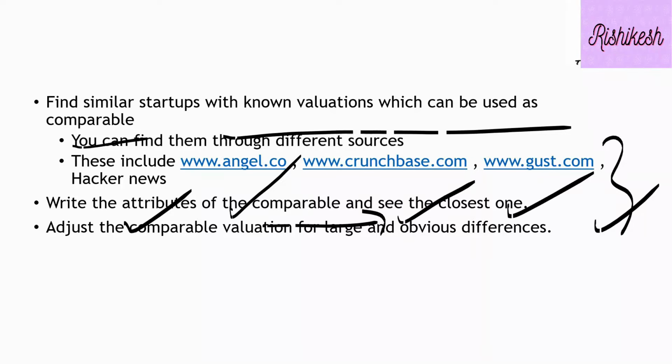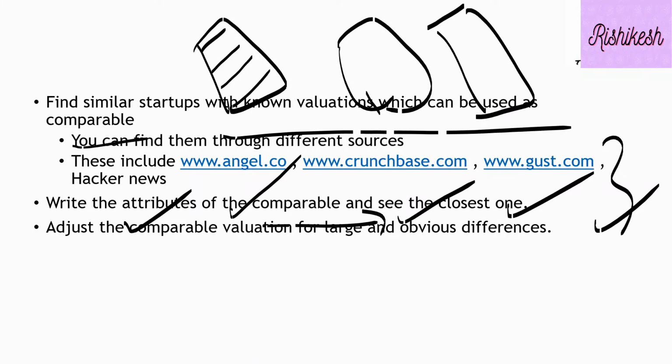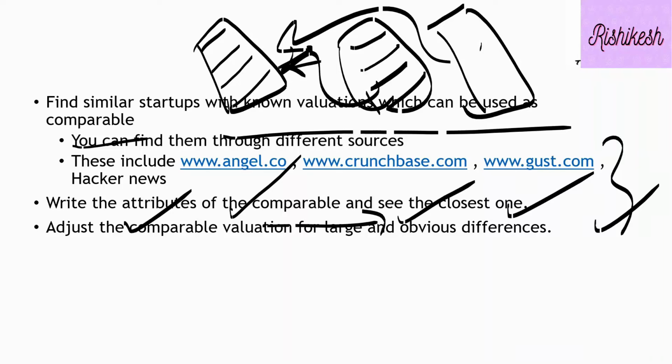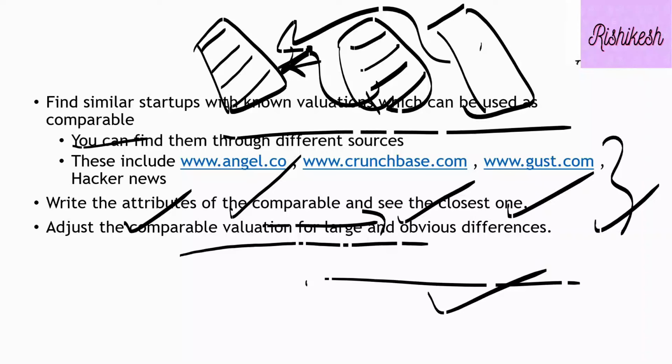Once you have found a similar startup, similarity means in terms of the attributes. So whatever profile of your startup that you have created, you have to find those startups which are very much similar in these profile attributes, right? That will reflect the similarity. And once you have found the closest one, the one which matches the attributes, now make some adjustments for large and obvious differences.